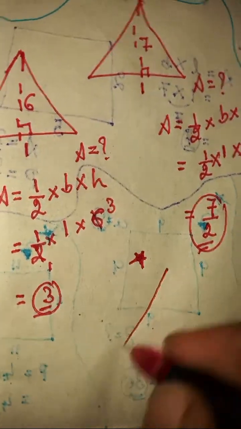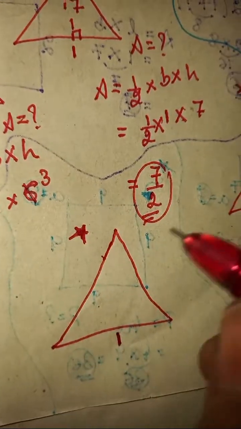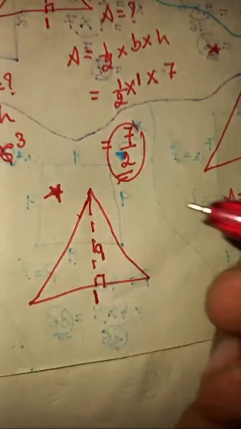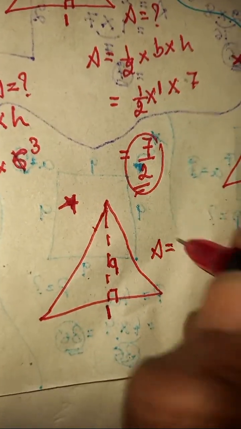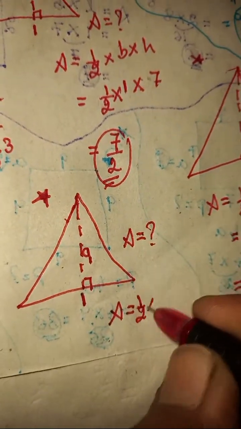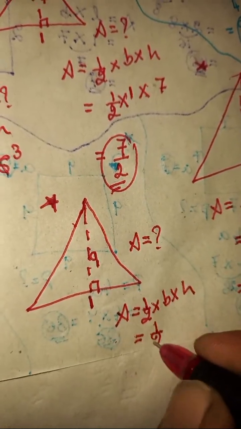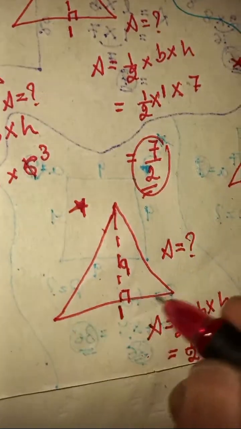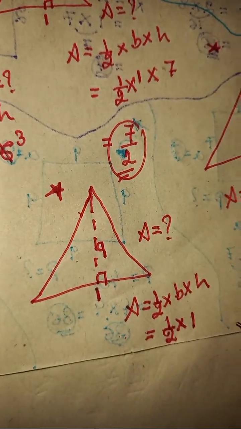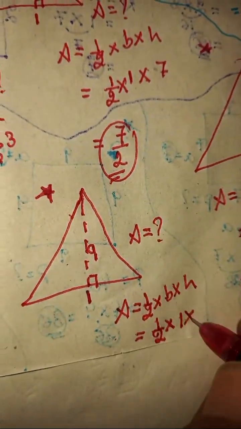In this triangle, they have given the base length as 1 unit and the perpendicular height as 9 units. Here also you need to find out the area. You can use the formula of half times base times perpendicular height. So you're going to get half times this base, which is 1 unit, times this perpendicular height, which is 9 units.